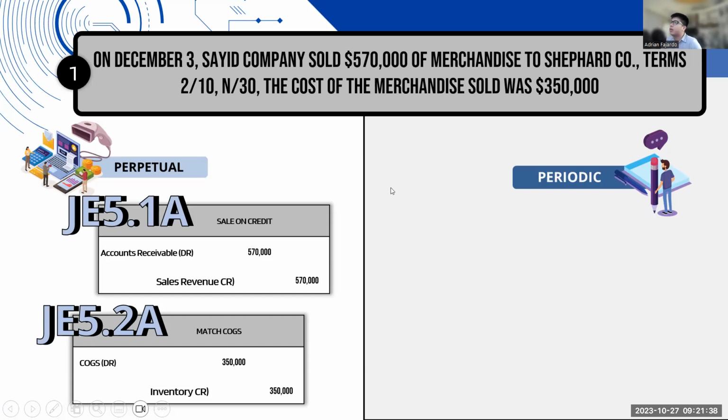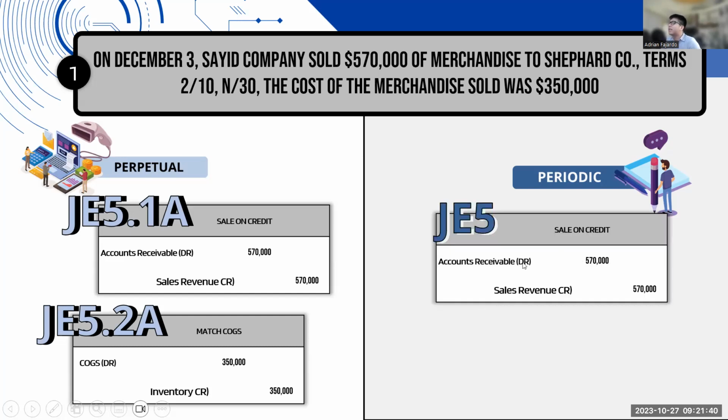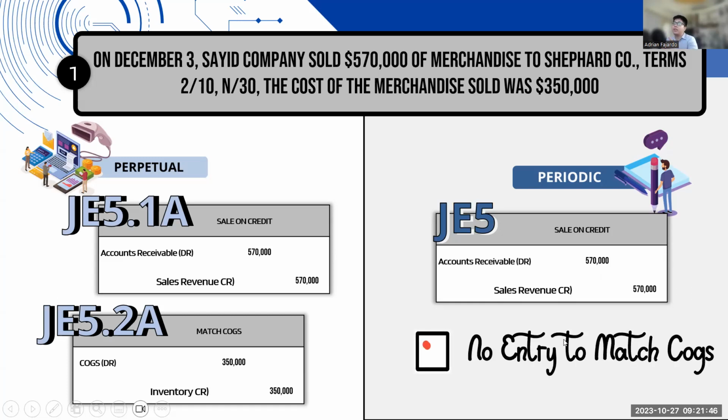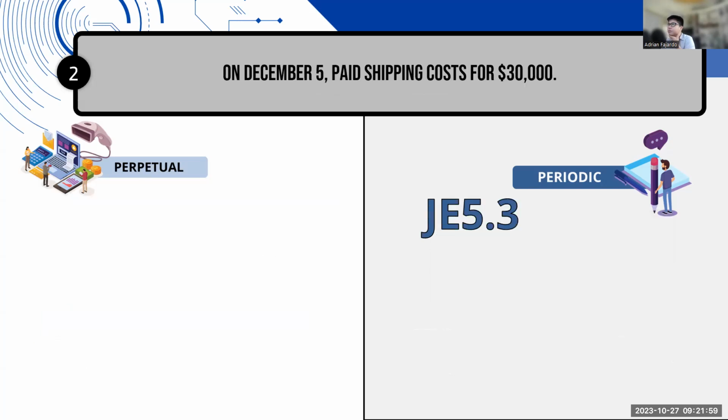Now, ano yung sa periodic? Sa periodic, same pa rin. AR, credit sales revenue of 570,000. Pero no entry to match COGS. Yun lang. That's the only difference. So, dalawang journal entry kay perpetual, kay periodic, isa lang. Because we do not recognize cost of goods sold every time there's a sale under periodic.